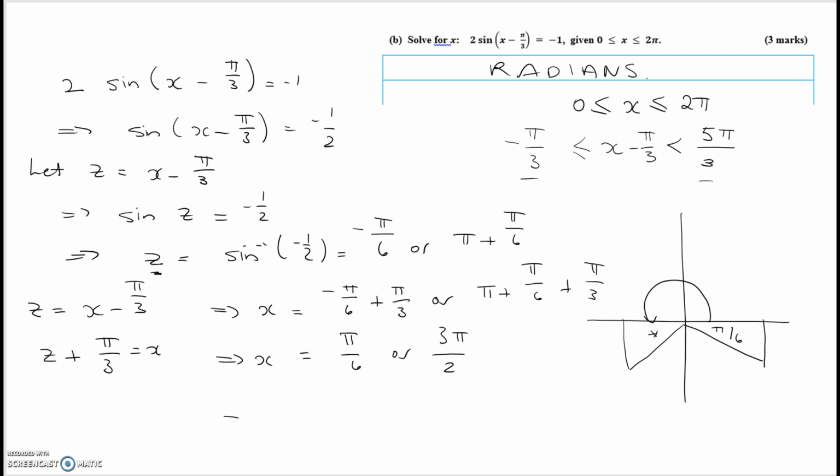Now, if you just used your calculators, they would come out as decimals. And it doesn't give any indication there, so probably that's a good enough way of writing the answers.